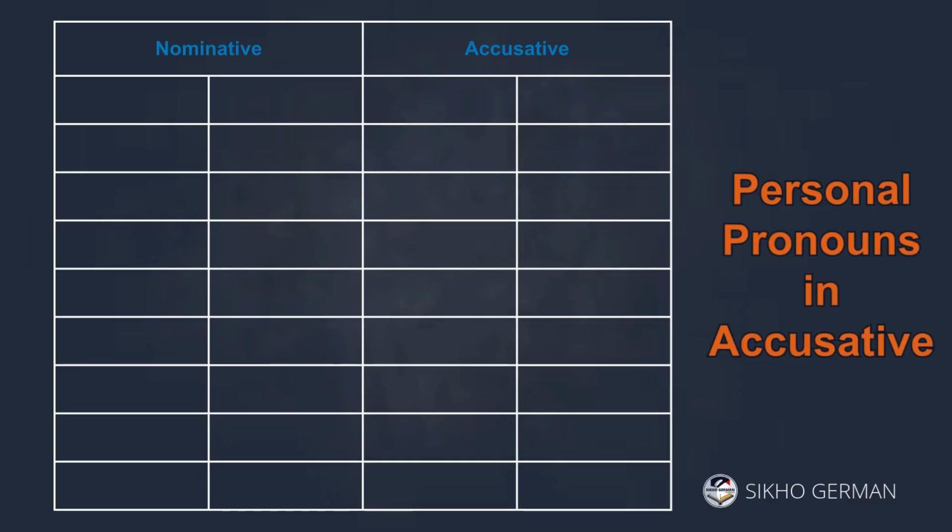Now let's look at personal pronouns in the accusative. These changes are even more dramatic than the articles. Let's see the difference between pronouns in the nominative and accusative. Ich, I, mich, me. Du, you, dich, you. Sie, you formal, Sie, you formal.